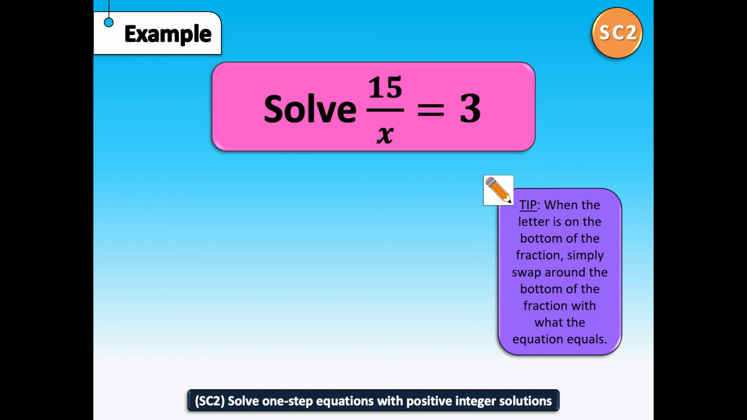In this question, we've got 15 over x equals 3. Remember, 15 over x means 15 divided by x. When the letter is on the bottom of the fraction, we can just simply swap around the bottom of the fraction with what the equation equals. So we swap around the x and the 3. So we get 15 divided by 3 will equal x. And 15 divided by 3 is 5. So we can write 5 equals x, or x equals 5.